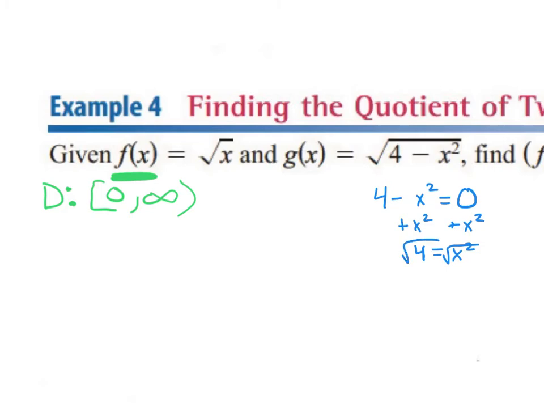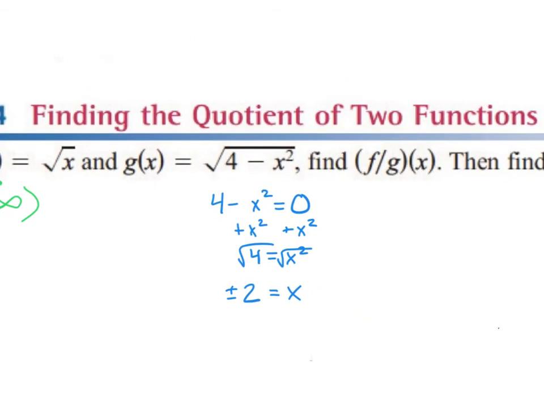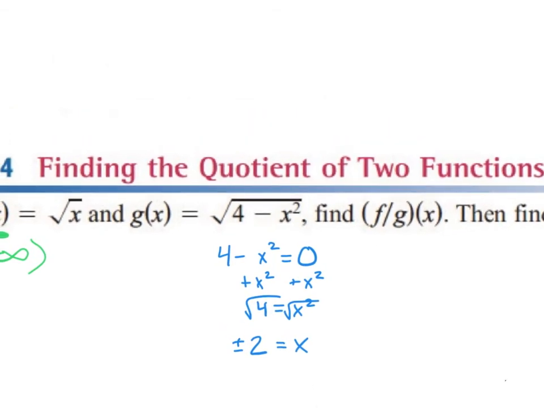Then I'll take the square root. What's the square root of 4? 2. Just 2? Plus or minus 2. Right, because we could take negative 2 and square that and still get positive 4. So it has to be plus or minus 2. So positive 2 and negative 2 are our key numbers here. So we need to figure out if our domain is in between these two numbers or outside these two numbers.